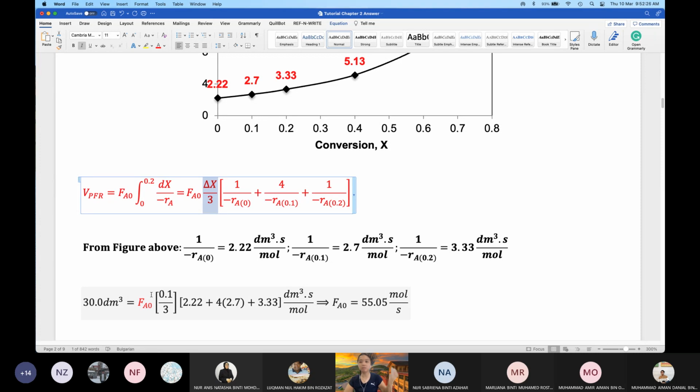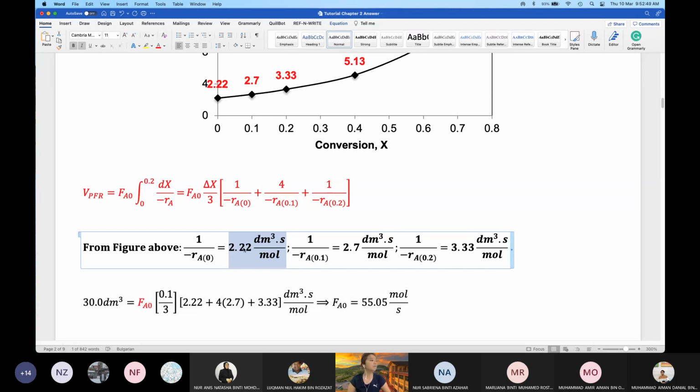The formula must be divided by 3. So, we divide by 3 in the bracket. Substitute in the value. When my X is 0, 1 per minus RA is 2.22. So, replace 2.22 straight away, because 2.22 is 1 per minus RA when my X is 0. Plus 4, don't forget there is 4. So, 4 multiply with 1 per minus RA when my X is 0.1. From the plot, when my X is 0.1, 1 per minus RA is 2.7. So, 4 multiply with 2.7, plus 1 per minus RA when my X is 0.2.